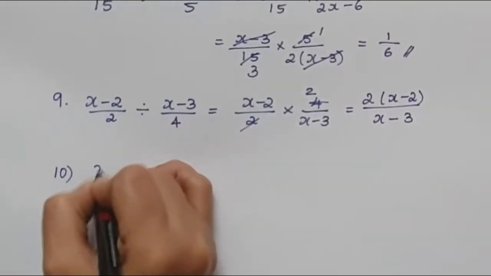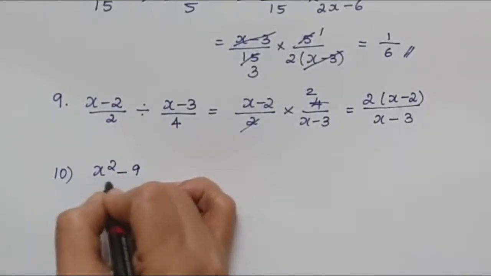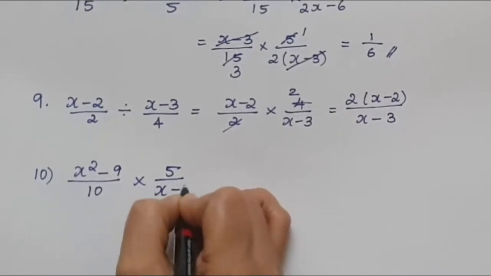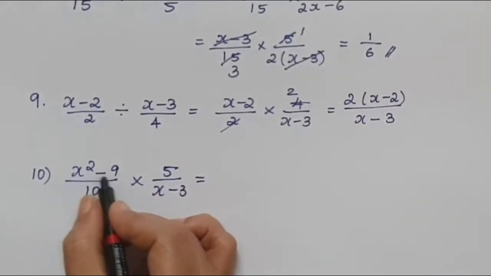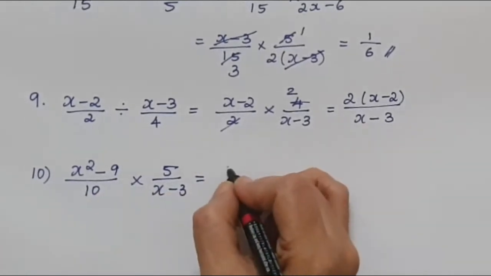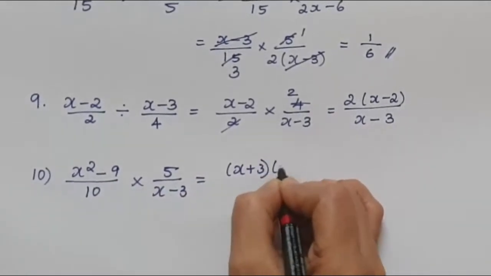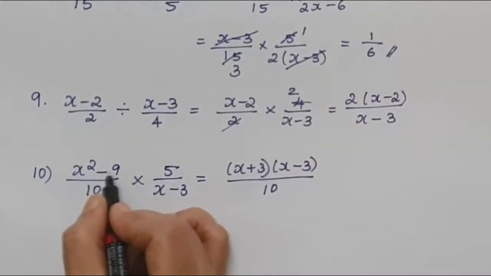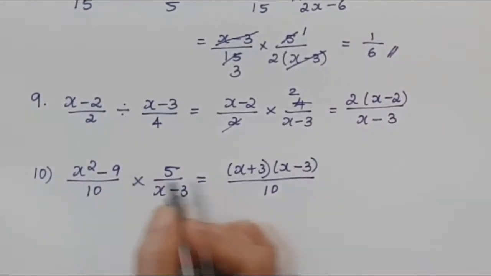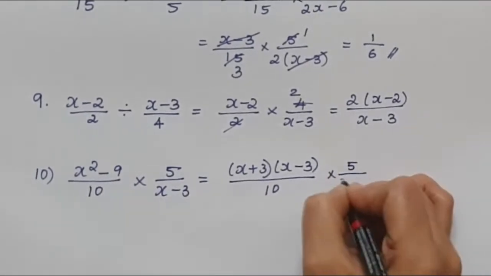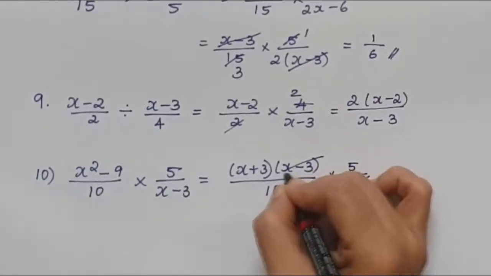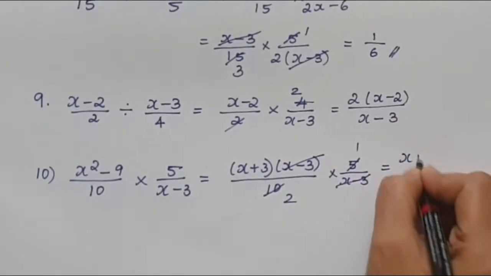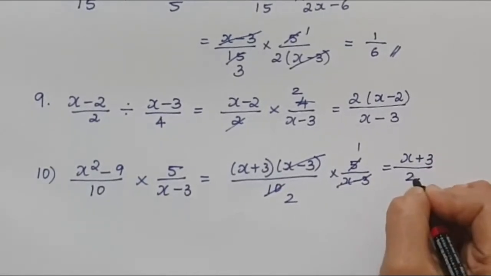Now the 10th one, (x square minus 9) over 10 multiplied by 5 over (x minus 3). This is of the form x square minus 3 square, so we can write it as (x plus 3)(x minus 3) over 10. This is of the form a square minus b square, (a plus b)(a minus b), multiplied by 5 by (x minus 3). So this x minus 3 and x minus 3 cancel, and 2 into 1 time. So it will be (x plus 3) over 2 will be the answer.